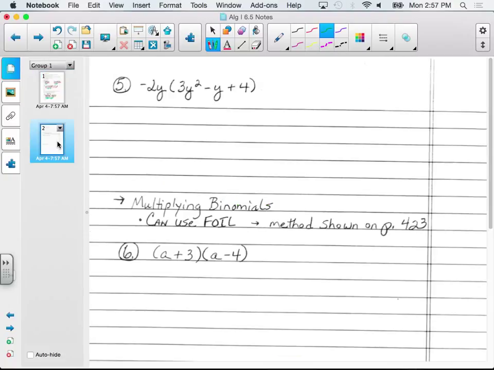All right, moving to the back side. Number 5. What are we multiplying together here? Monomial, binomial, trinomial, polynomial. Polynomial, right. What kind of polynomial is this one? Mono, bi, or tri? Tri, because there's 3 terms, right?